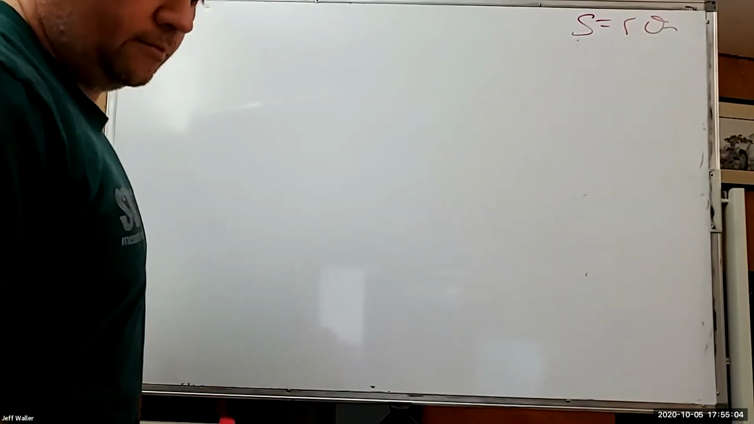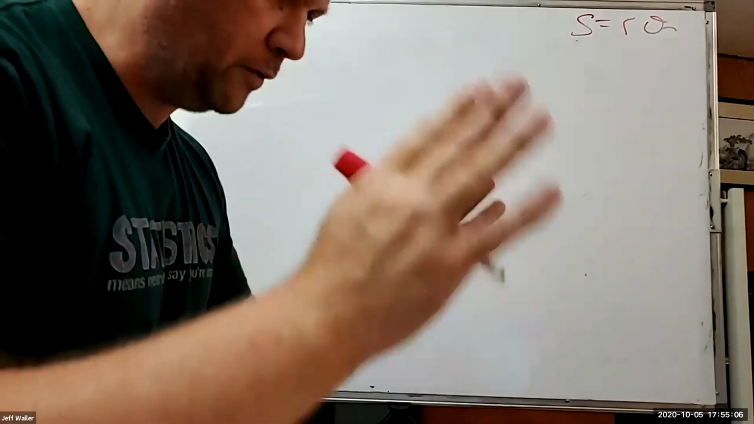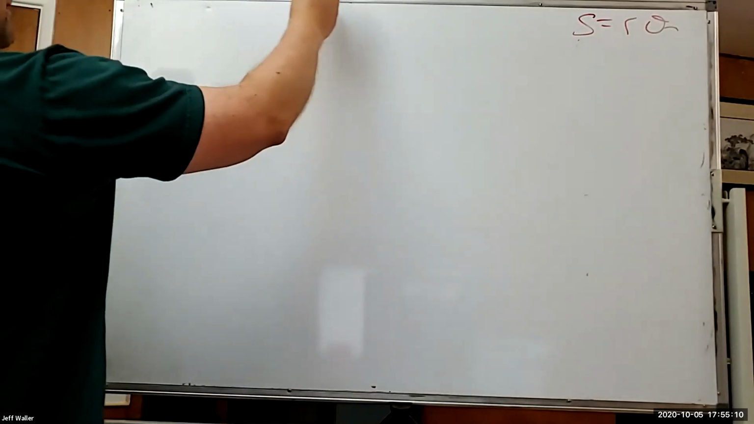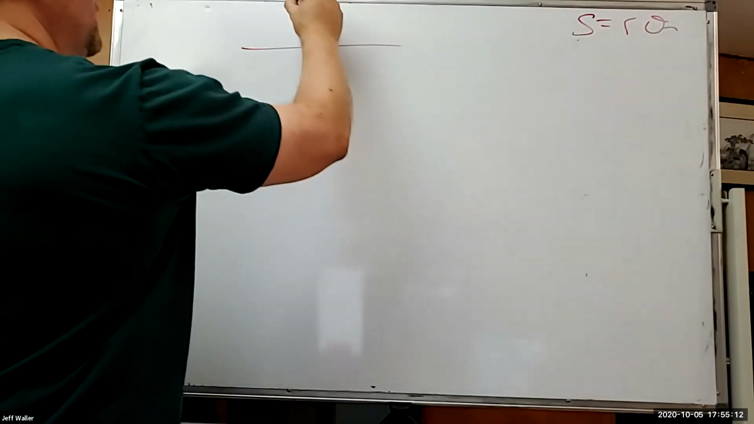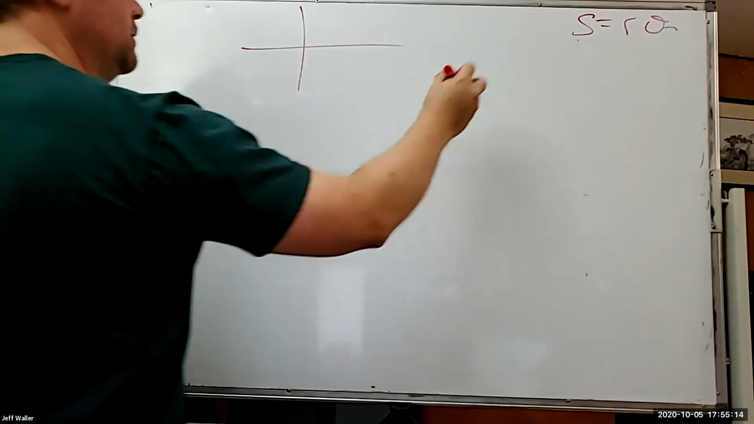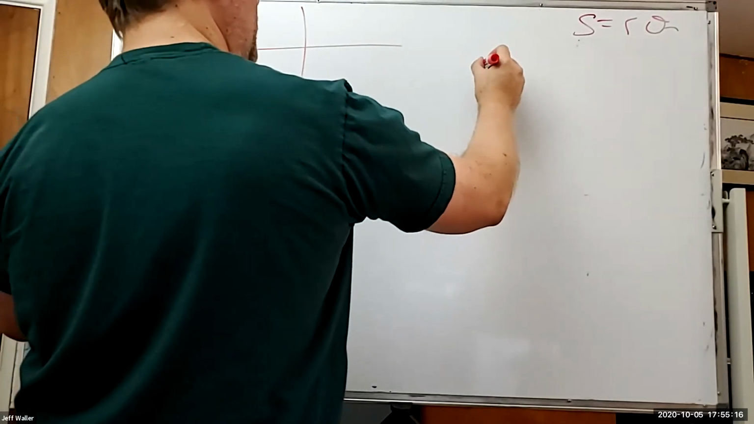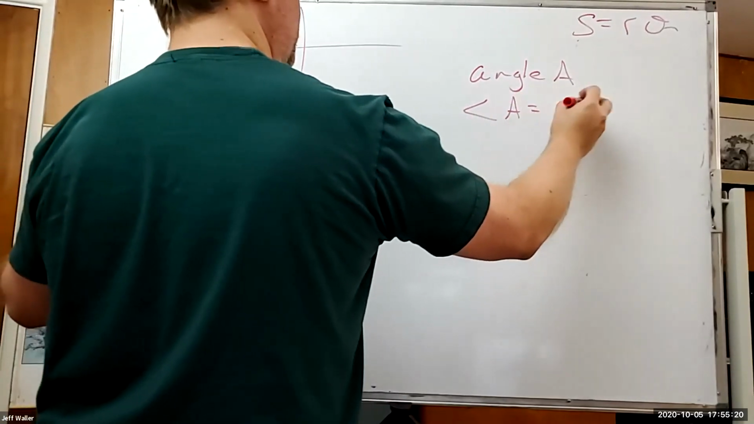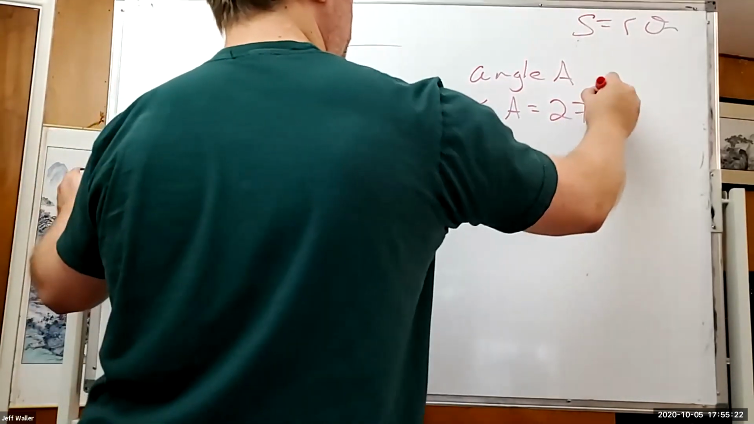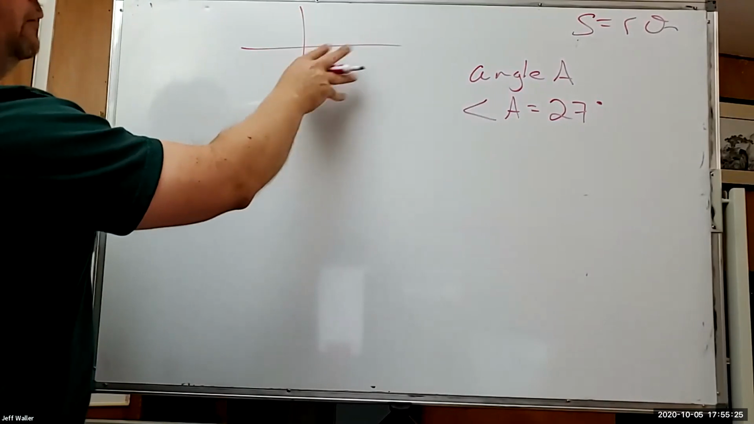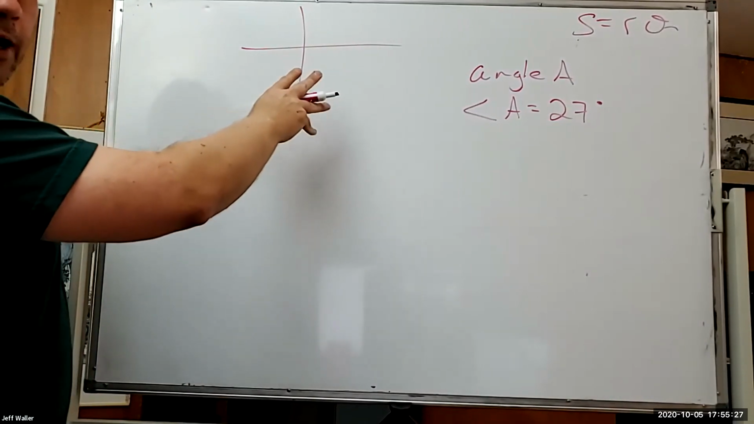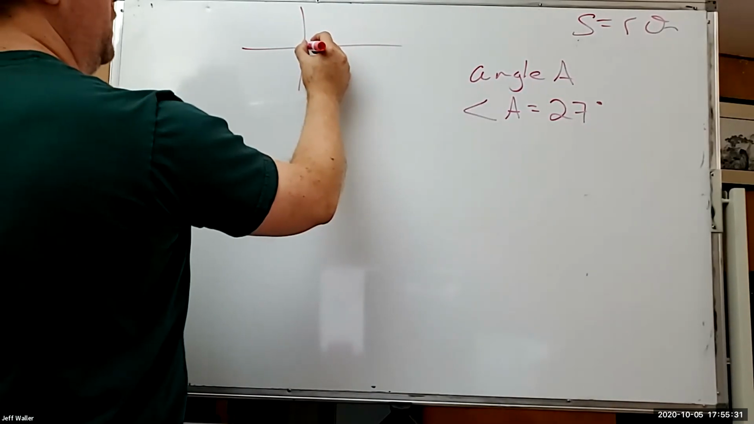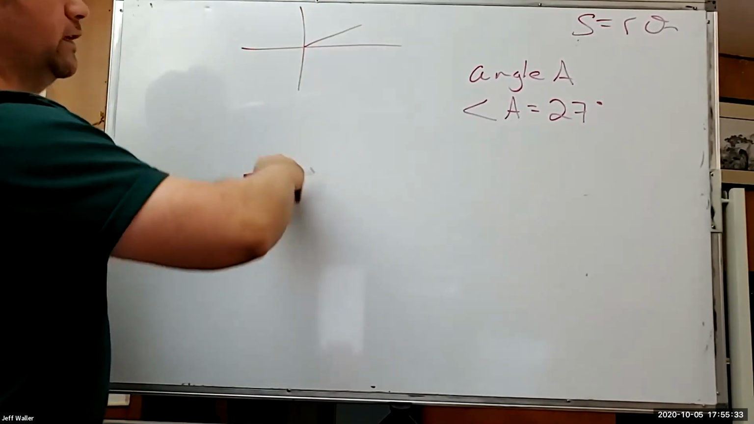It's 1.2741 rounded. I'm okay with that. I'm okay with being that far off. So if I have an angle, let's say angle A is 27 degrees, you should be able to approximate what that looks like on the graph, right? So 27 degrees, this is 45, 27 is not quite half of that, so maybe right there. It doesn't have to be perfect.